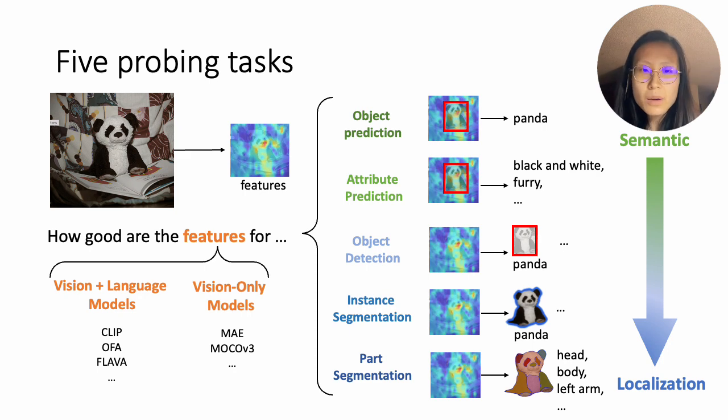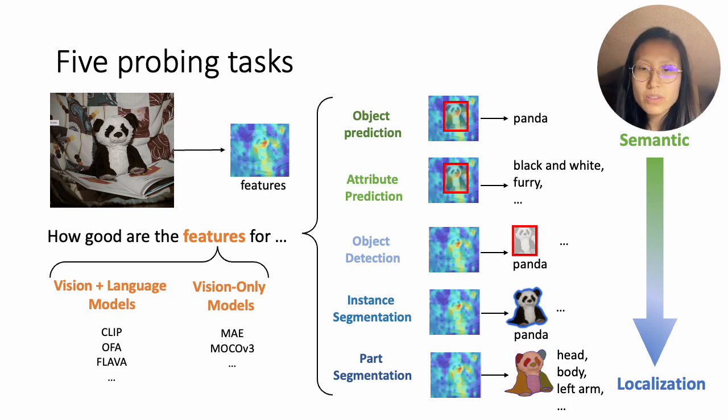And the last task, part segmentation. This is a more fine-grained localization task that requires segmenting different parts of the objects. In this case, the head, the body, and the arms of this panda. In summary, we compare these two types of models, vision and language models, and vision-only models on these 5 tasks. The first 2 tasks focus on label, object name, and attribute predictions. They are label prediction tasks that require more semantic information, and the last 3 tasks require more localization information.